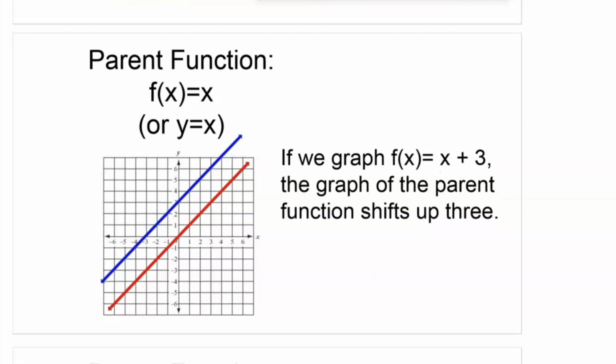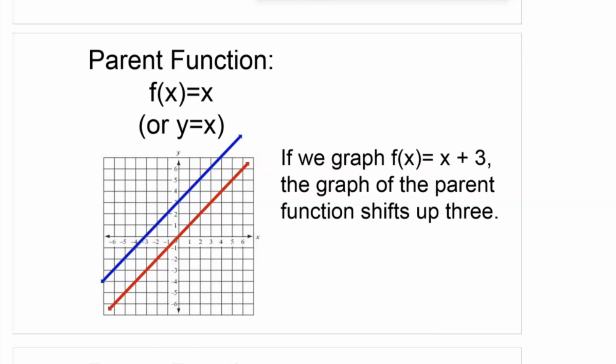Here is an example of a translation on a linear function. So we have the parent function, f of x equals x, or you could think of it as y equals x. Either way, the f of x is just function notation. So that would be the red line here. You can see it goes through the origin at 0, 0, and the slope is just 1. It goes up 1 over 1, up 1 over 1, up 1 over 1. So that is your parent function for a line.